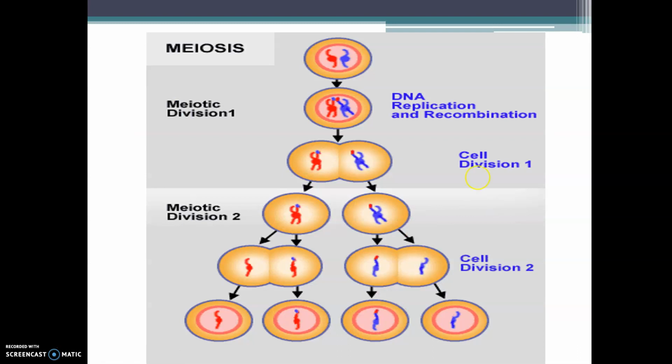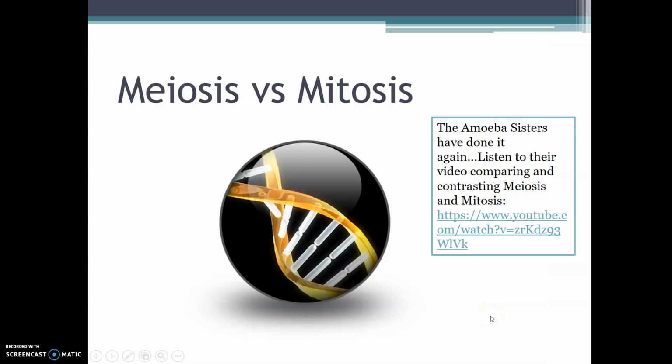All right, so here's meiosis. In the first division, DNA replication and recombination happens. So you see how part of the red is on the blue and vice versa. And then in meiosis 2, you're taking each one of those and dividing them in two, and you get some recombination there as well. And you end up with 4 new cells that are haploid.